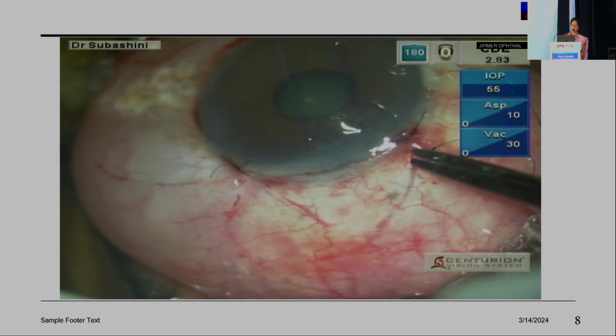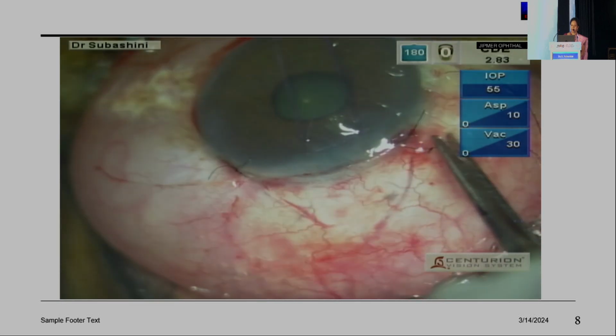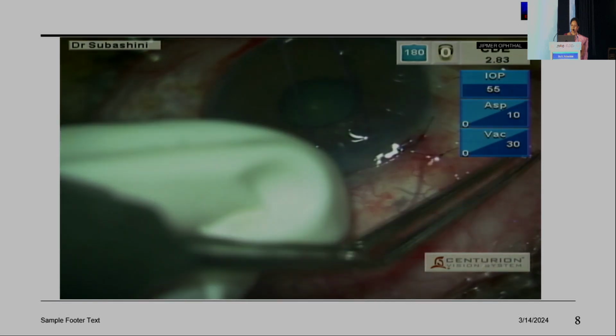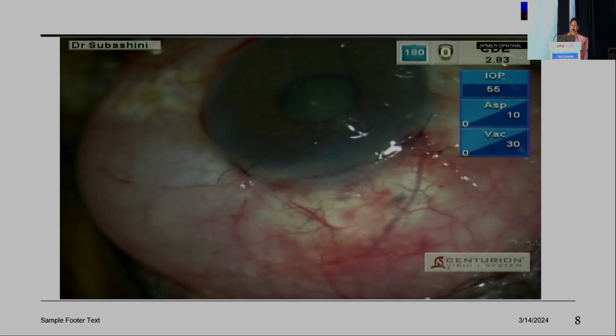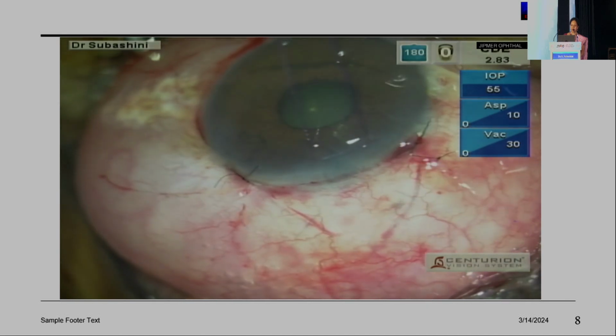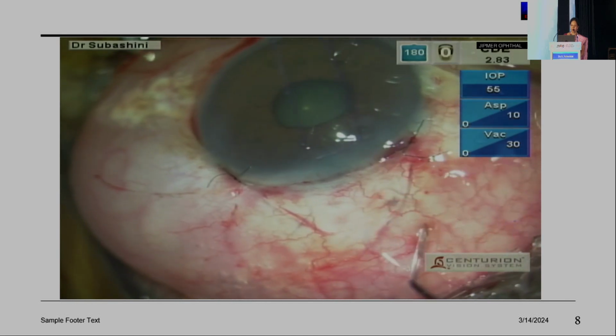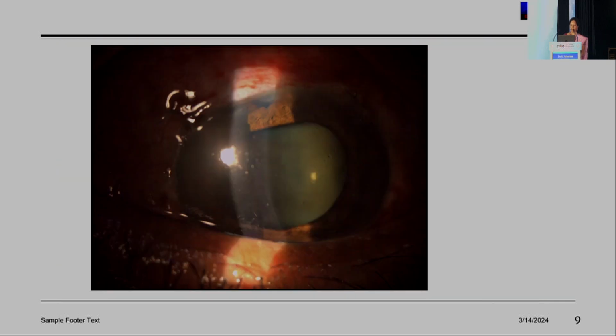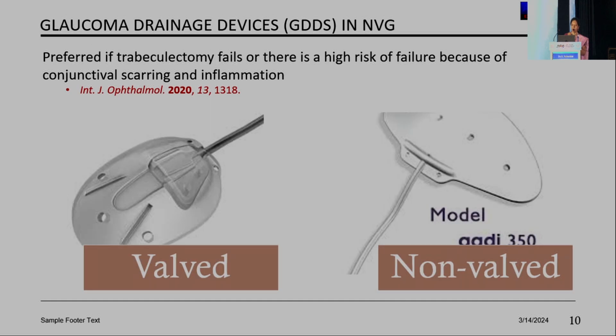The conjunctiva is sutured snugly. And you can depress near the scleral flap and check whether the bleb is forming. So this is the post-op picture, and you can see there is no hyphema, and the bleb is well formed, and the pressure also was under control.